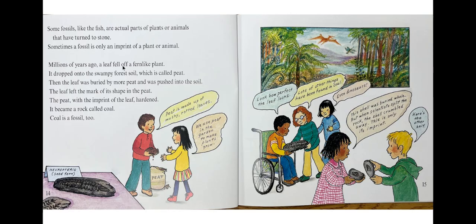Millions of years ago, a leaf fell off a fern-like plant. It dropped onto the swampy forest floor, which is called peat. Then the leaf was buried by more peat and was pushed into the soil. The leaf left the mark of its shape in the peat. The peat, with the imprint of the leaf, hardened. It became a rock called coal. Coal is a fossil too.